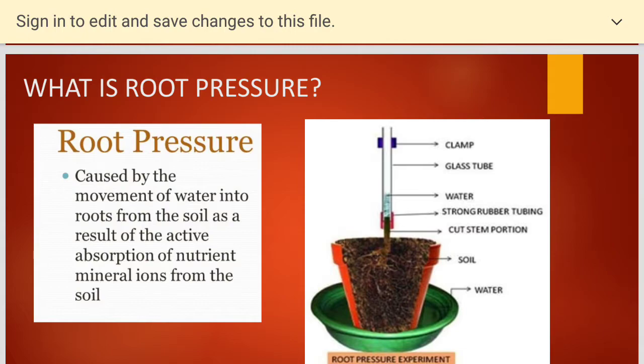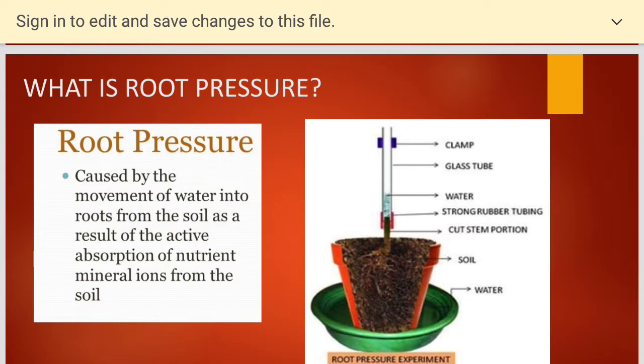There is a pressure developed which is called the root pressure. So root pressure is caused by the movement of water molecules into the roots from the soil as a result of the active absorption of nutrient mineral ions from the soil. This you can just keep in mind when you take a sip with the help of a straw. When you are taking a sip of a juice with the help of a straw, in the same way, the root pressure is caused, the pressure is developed.